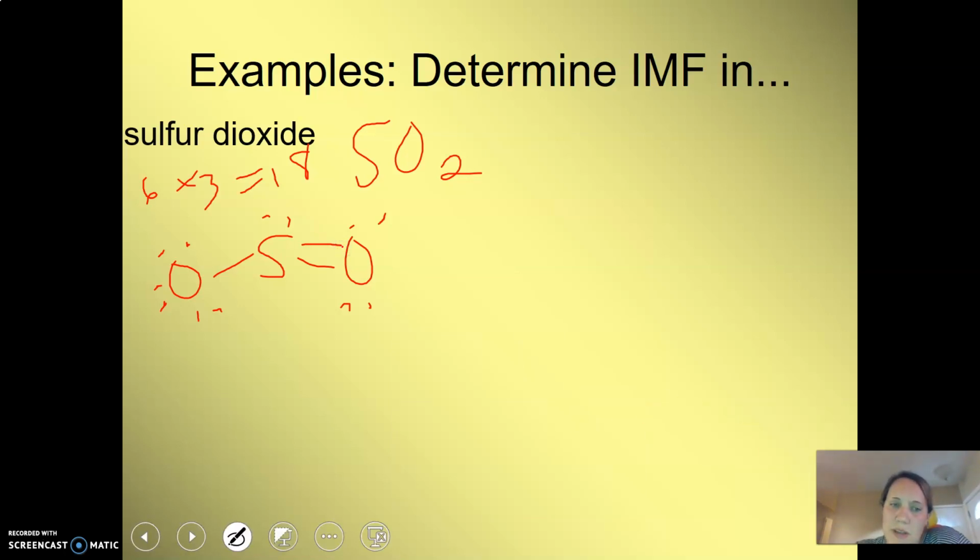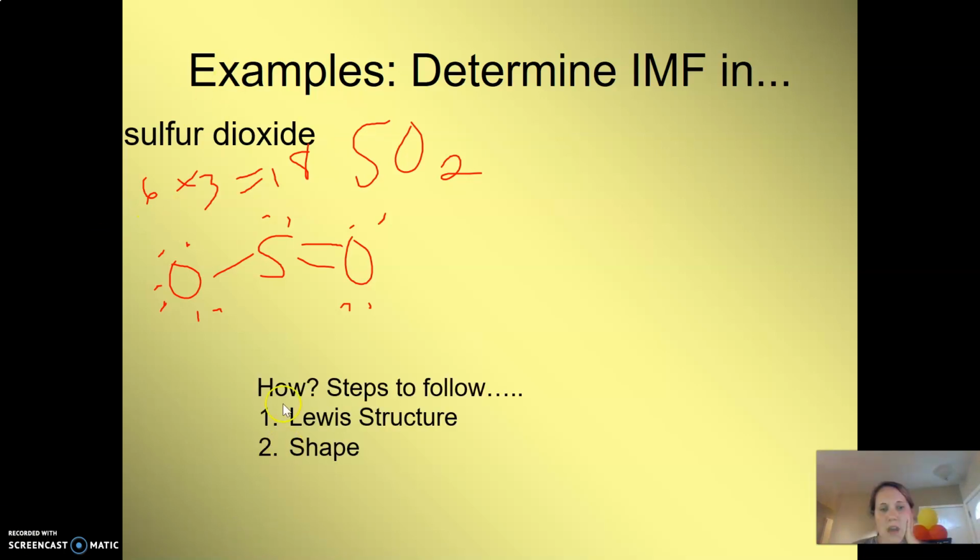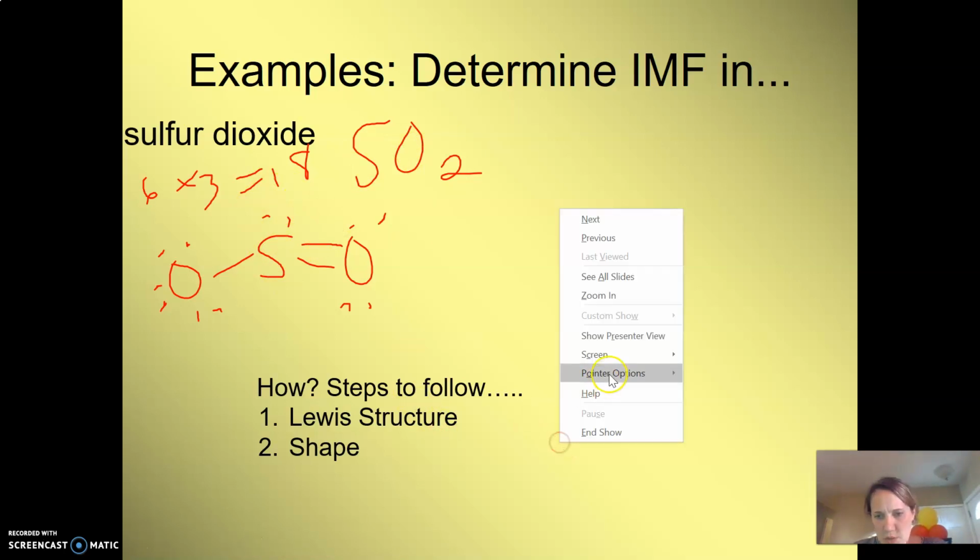And again, there would be resonance with SO2 or sulfur dioxide, but for our purposes to determine intermolecular forces, the resonance won't matter. All right, so so far we've done the first step, which is find the Lewis dot structure after we found the formula. The second step is to think about the shape. So if we look at this, we have one lone pair of electrons at the top of sulfur, which will result in a slightly bent shape to this molecule, okay?